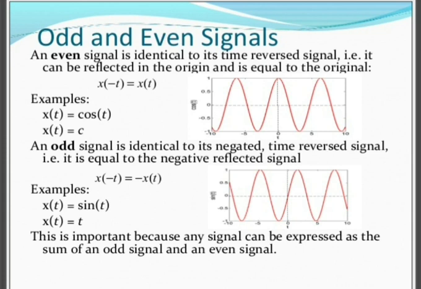If due to the inversion of time the amplitude is not inverted, then it is called an even signal. Or if the signal is symmetric about the vertical axis, then it is also called an even signal. An even signal is also called a symmetric signal. If due to the inversion of time the amplitude is inverted, then it is called an odd signal. An odd signal is also called an anti-symmetric signal.